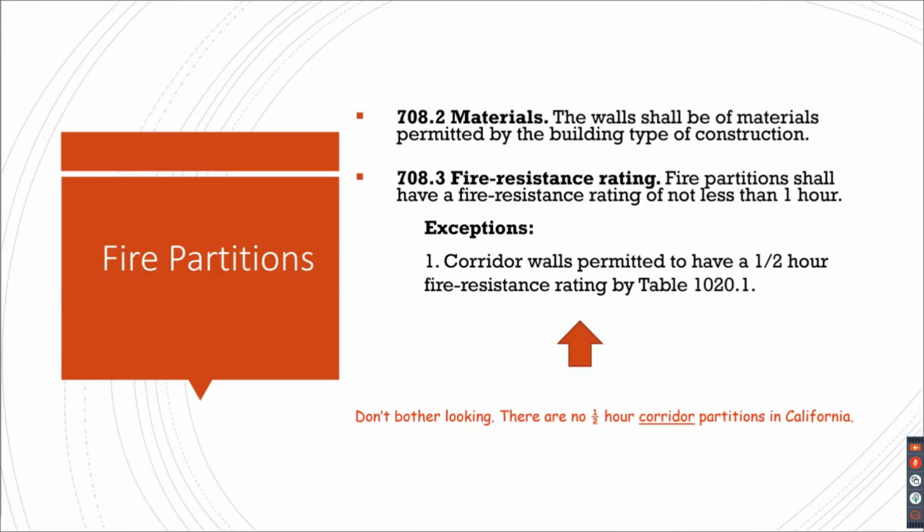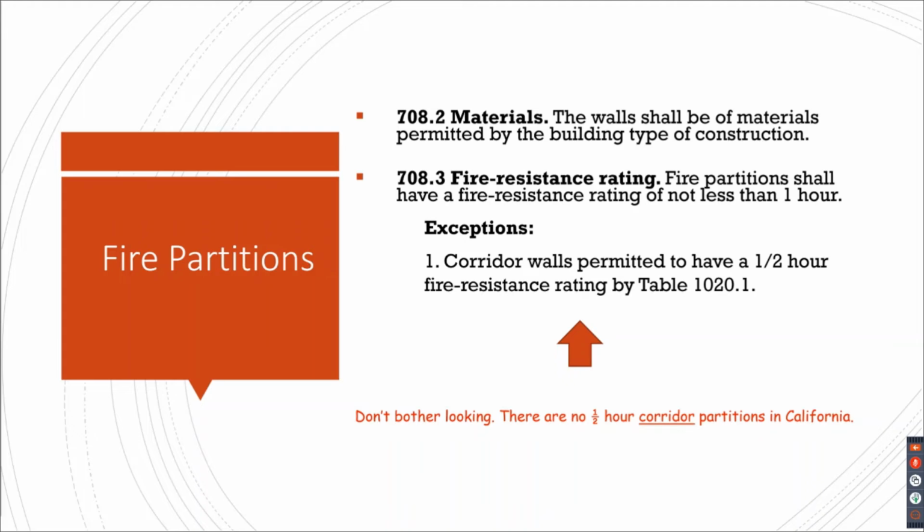What can they be built out of? They're built out of the materials permitted by the type of construction. What are they rated? What are they required to be rated? In California, your corridors are required to be 1 hour rated. So yes, there's an exception for corridor walls to have half-hour, by table 1020.1, but don't even bother with it because that's not what we adopt here. We have 1 hour rated corridors.